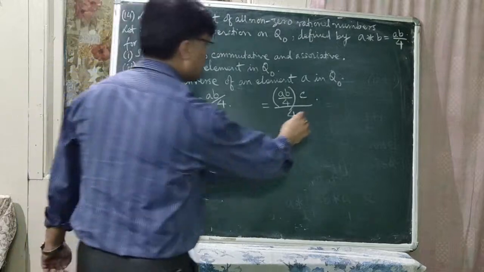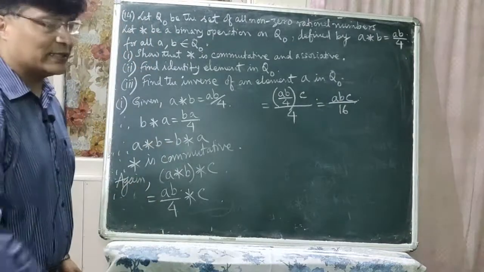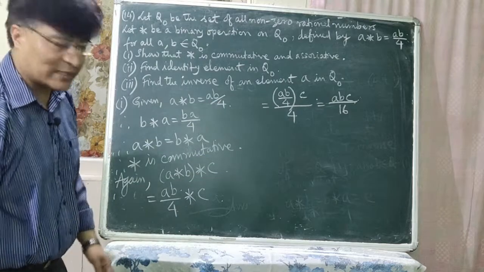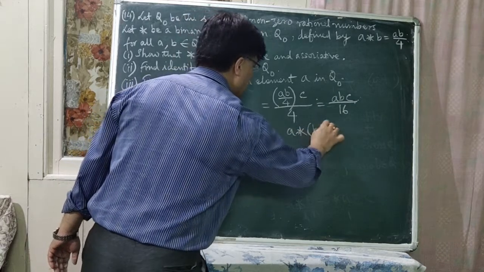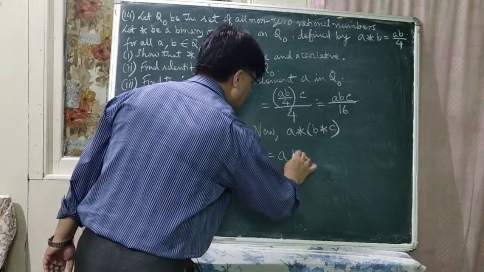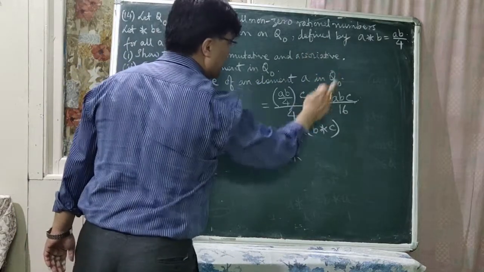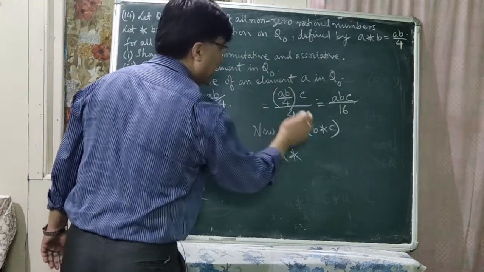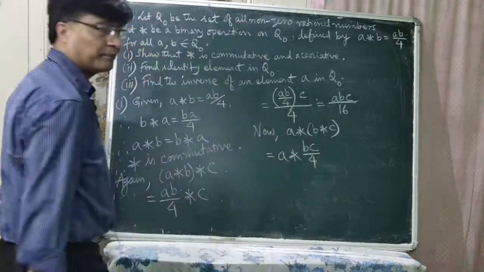Is that clear? So which is equal to, now this is abc divided by this 4, and 4 will be multiplied, that is your 16. So what is the value for within bracket a star b star c? That is abc by 16. Now we have to find out a star within bracket b star c. So which is equal to, now a is kept as it is, star. What is b star c now? So instead of a there is b, instead of b there is c. So on the right hand side also you have to write b instead of a and c instead of b. That is, this will be bc upon 4.